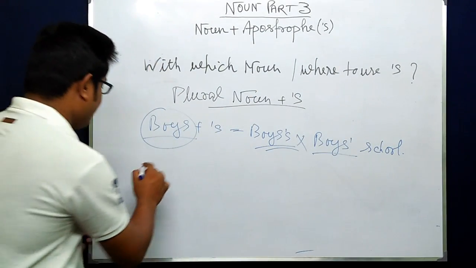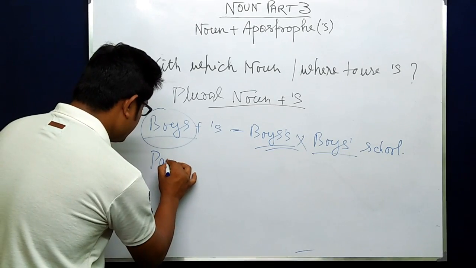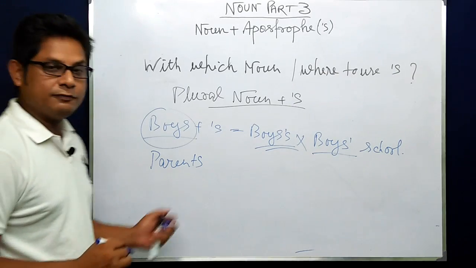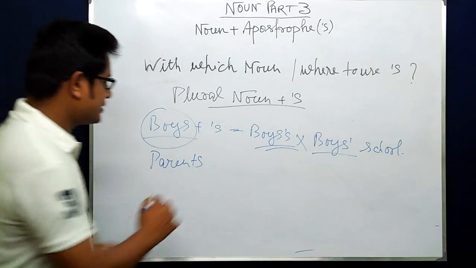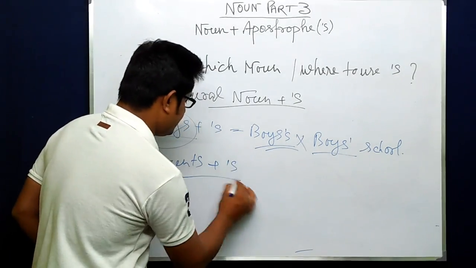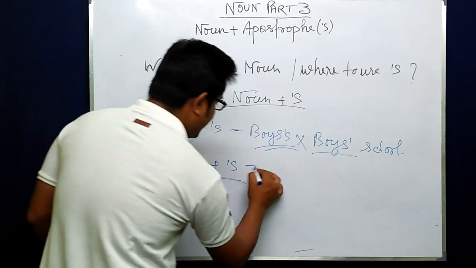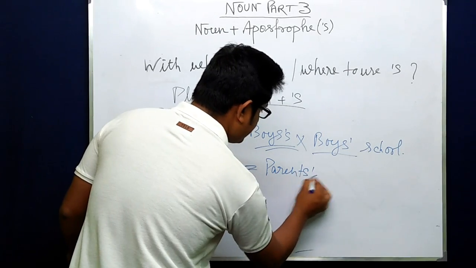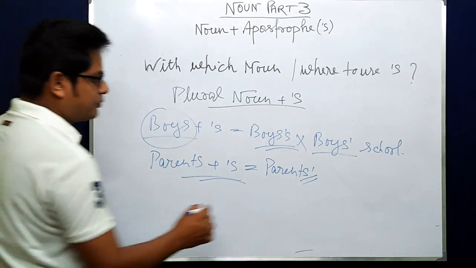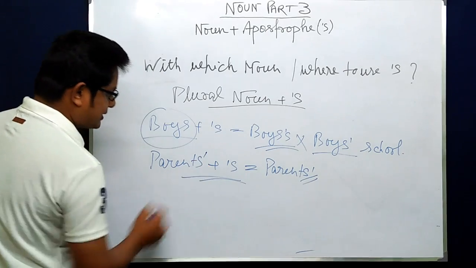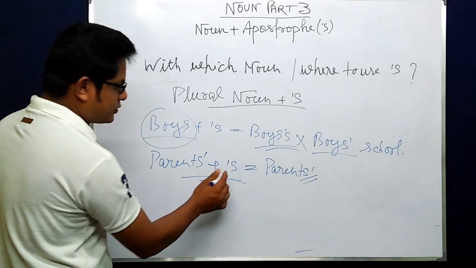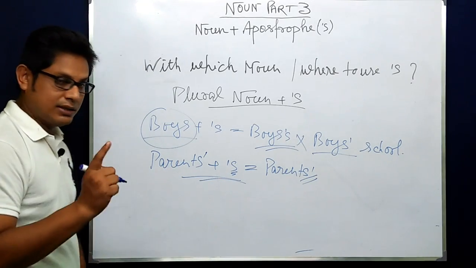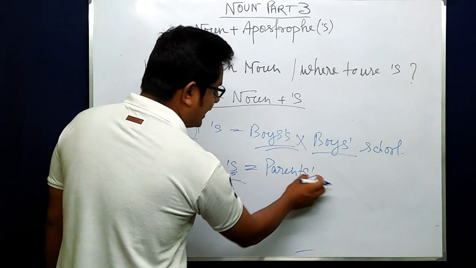Clear? Again another one. Suppose parents. Now parents means father and mother. So parents plus apostrophe s. How to use it? Again just the apostrophe. Means you have to use the apostrophe after s like this. So you are not supposed to add another s. So you have to write s once and use the apostrophe at the end of s.